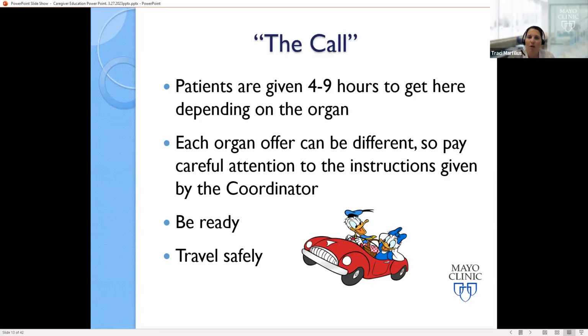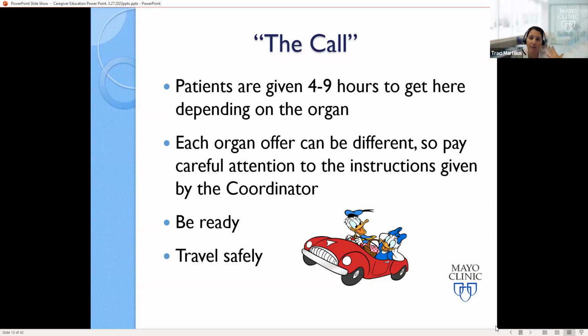So let's talk about the call. Patients are given about 4 to 9 hours to get here, depending on the organ. Each organ offer is different, so we ask that you pay careful attention to the instructions given to you by the coordinator. The team is well aware of where the patient lives when they make that call. And that call will come at any time of day, by the way. It can come at 10 o'clock in the morning, 2 o'clock in the afternoon, 2:30 in the morning, so any time of day. It will not necessarily come from a Mayo Clinic phone number, so just be aware of that.